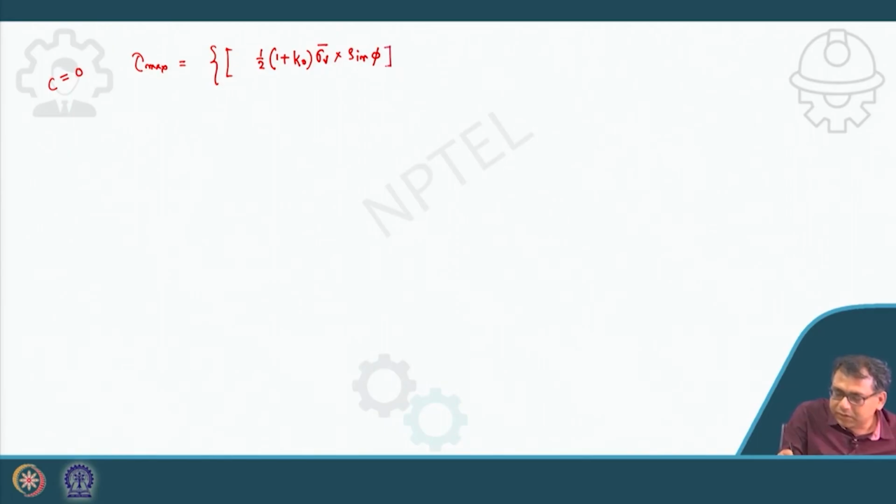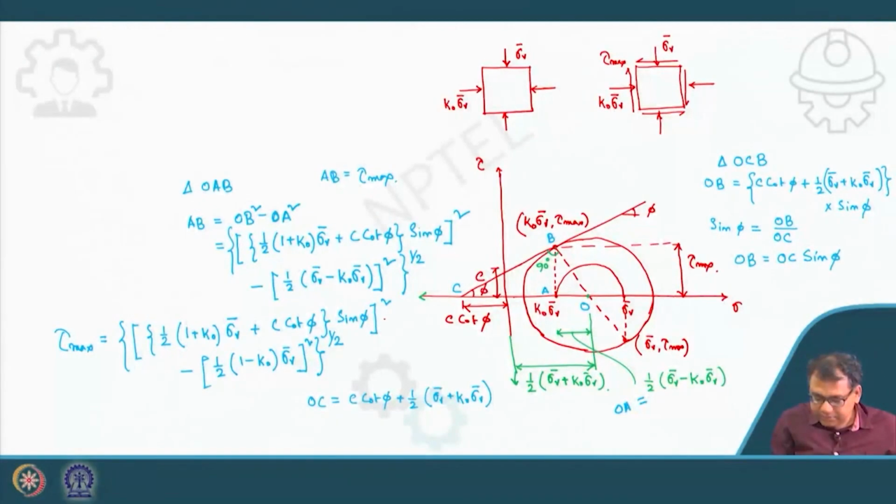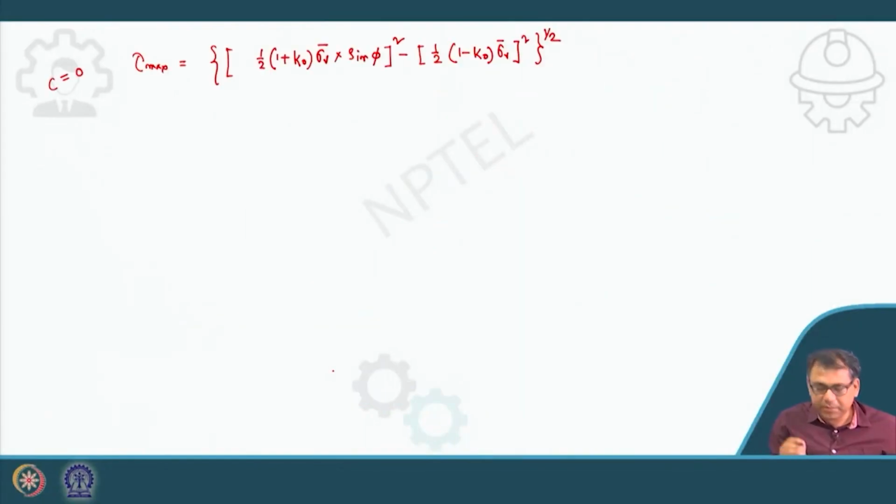So this is square minus half (1 minus K0) into sigma V bar square to the power half. That is the expression I have written. This is square where c cot phi is 0. So this is square minus square to the power half. So now I put these values.